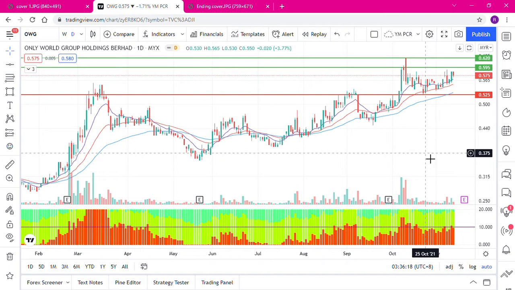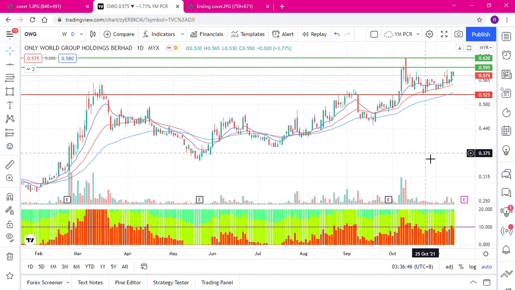Only World Group, or as we call it OWG, is one of the largest operators of F&B and also tourist attractions in Genting, Malaysia. As we know, the Genting, Malaysia theme park itself is reopening at the end of this year, maybe just one month's time. So for me, OWG will definitely benefit from it.